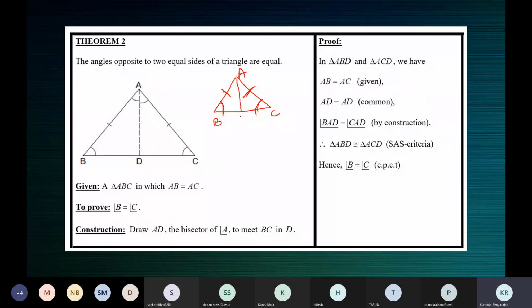AD is a construction. AD is the bisector of angle A. We want to divide this triangle into two smaller triangles, and we can show that they are congruent to each other. Once they are congruent, their corresponding angles are equal and their corresponding sides are also equal. So to prove angle B is equal to angle C, we divide this whole triangle into two smaller triangles with the help of AD, the bisector of angle A. Now, when you prove that this triangle is congruent to this triangle, this angle will be equal to this angle by CPCTC. We'll see how.